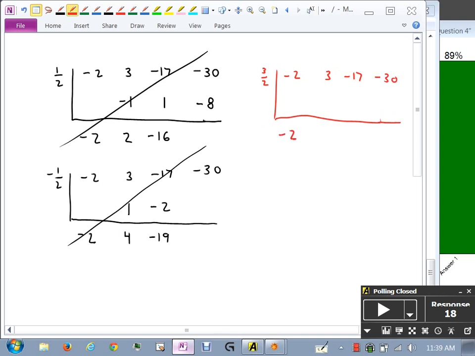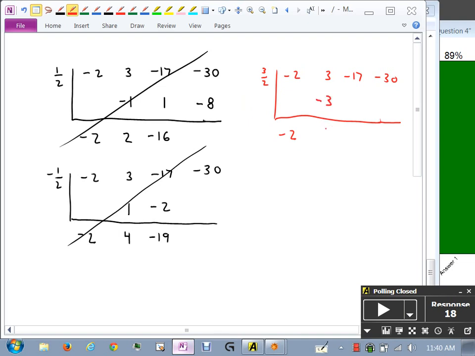Okay, so bring your negative 2 down. What's 3/2 times negative 2? That's the same as negative 2 over 1, right? So you get negative 3. The 2's cancel, and you just get negative 3. Okay, put negative 3 there.